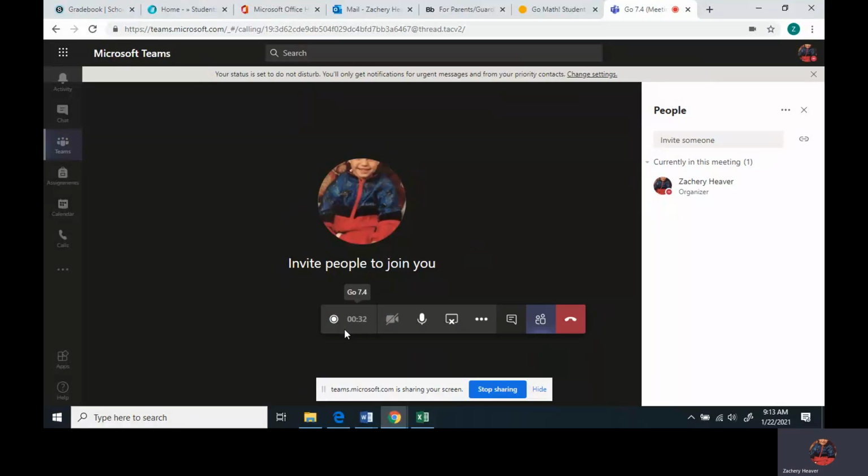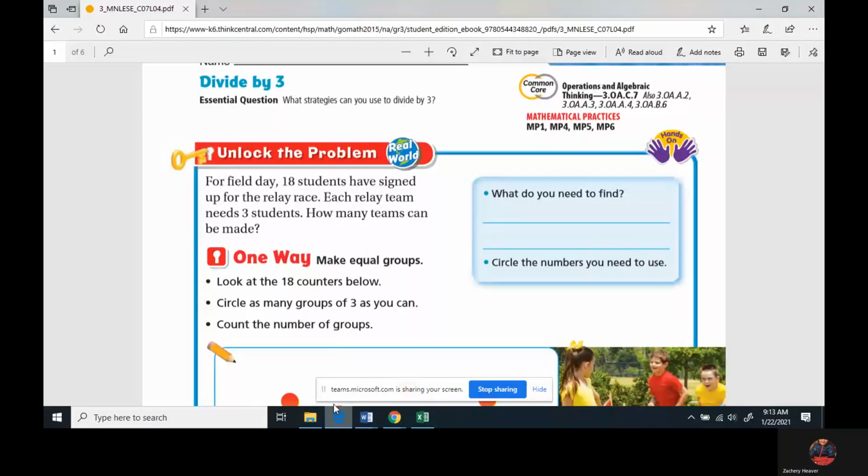Light turns red. All right. Can y'all see the board? You see the board, Jackson, and your page now?